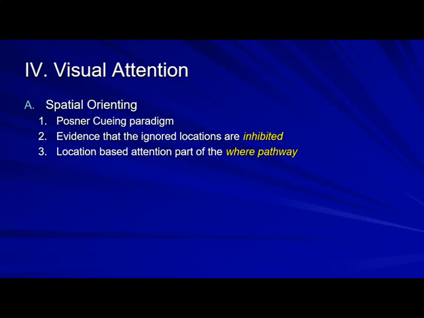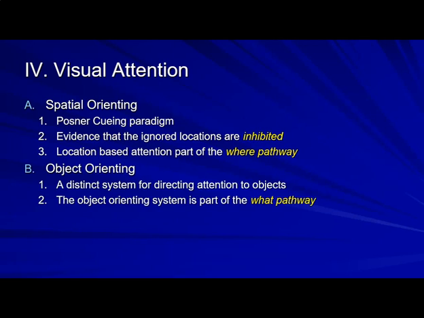This is in what we call the where pathway. We're going to spend some more time talking about the what versus where pathway on Monday. There's clear evidence that this seems to occur in the right parietal regions in this where pathway. The object-orienting part of our visual attention, there seems to be a distinct system for directing attention to specific objects. We believe that's part of the what pathway. So when you're trying to select a specific object, you use a different attentional system than the spatial orienting kind of visual attention, where you're looking at a specific location.